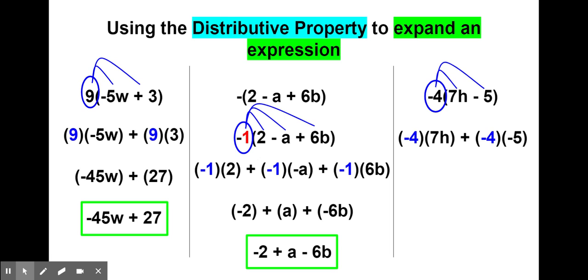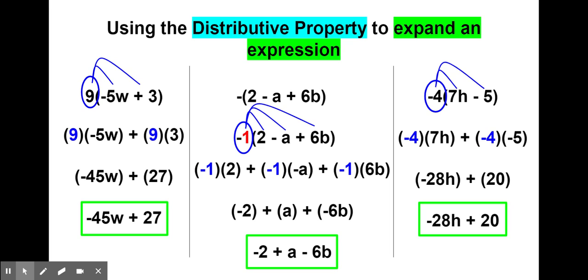We can do our order of operations, multiplication, so we'll do negative 4 times 7h. Again, we have that constant times coefficient and variable, so we'll have negative 4 times 7, which gives us negative 28. Keep the h with that. And then for our second term, we have negative 4 times negative 5. Negative times a negative gives you a positive, so we'll have 20. We can rewrite our expression as negative 28h plus 20, which can be rewritten again as the same thing, negative 28h plus 20, which is our answer.